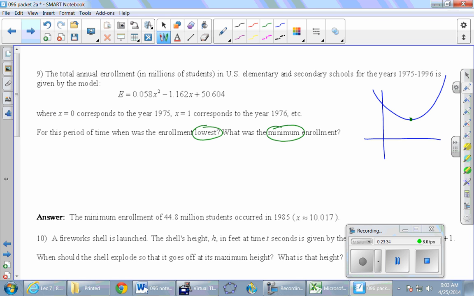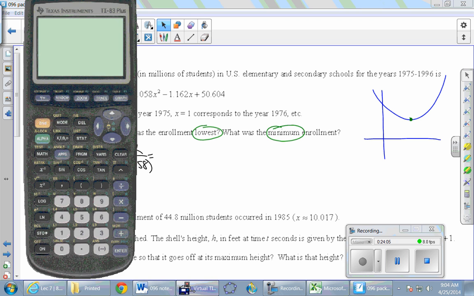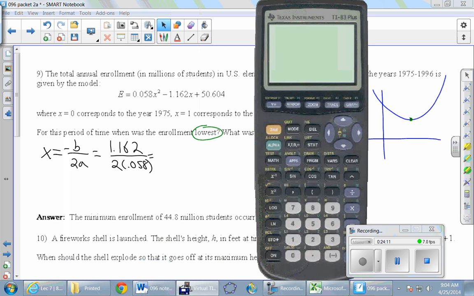What's the first letter in the equation? X. X equals negative b over 2a. Instead of negative b, what are we putting? 1.162 divided by 2 times 0.058. All right, with numbers like these, definitely this is a calculator question. So 1.162 divided by 2 times 0.058. So 0.033, 0.034 maybe. Is that right?